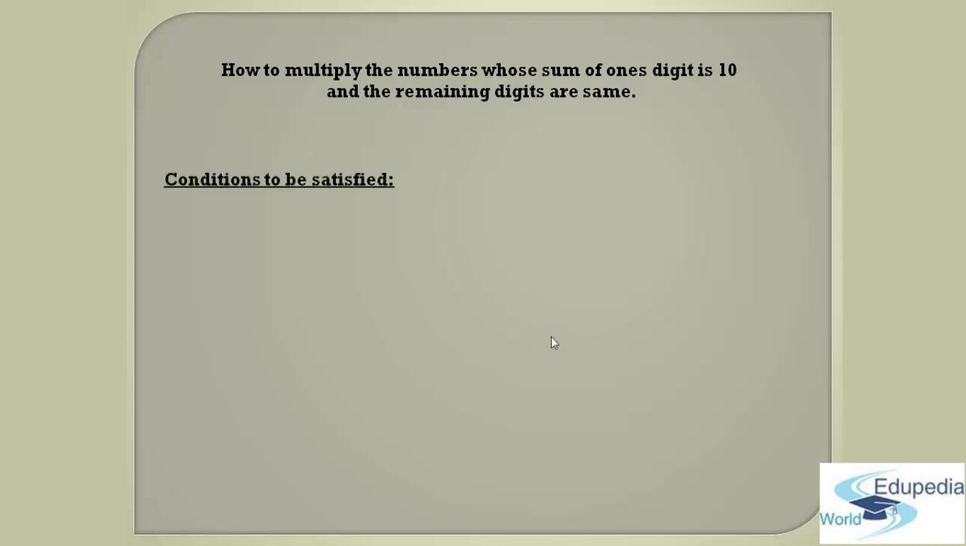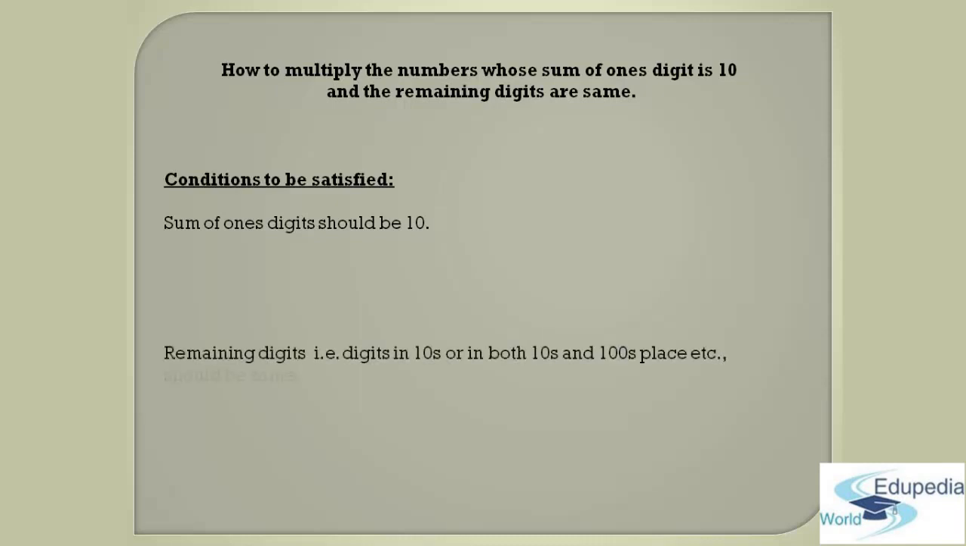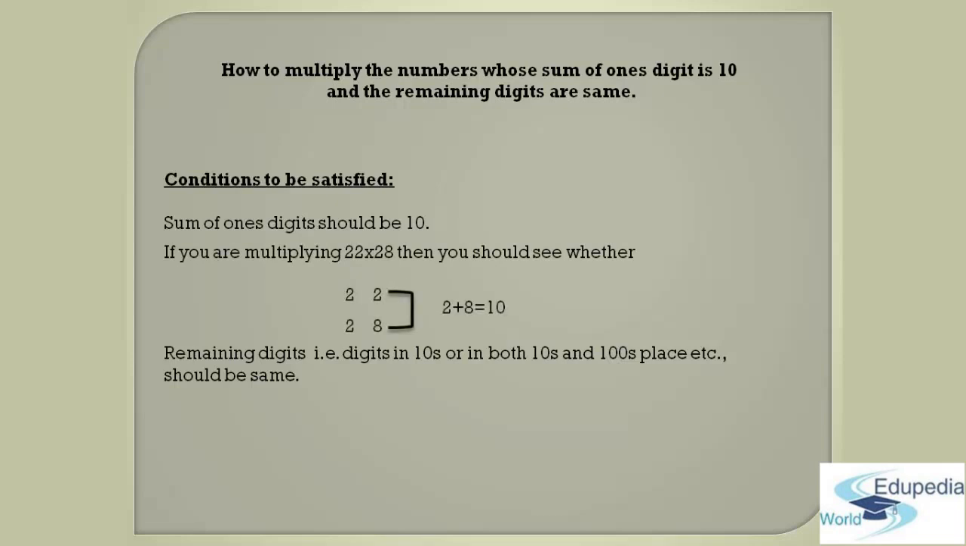Condition number 1 is that whenever you add the digits that are in ones place, you have to get the sum 10. The second condition is that the remaining digits, other than the digits in ones place, should be the same. For example, if you are multiplying 22 into 28, you should check whether the digits in ones place add up to 10 or not, and whether the remaining digits are the same or not. If these two conditions are satisfied, then no doubt we can apply the technique.